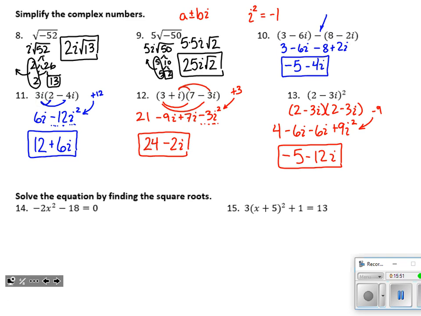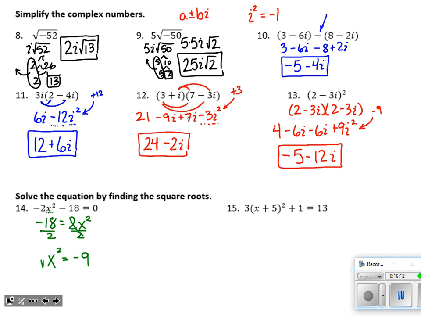All right, the next section, solve the equation by finding square roots. For number 14, I just want to get to a point where I can square root both sides. I want to isolate this x squared. So let's add 2x squared to both sides. Then let's divide both sides by 2. And I get x squared equals negative 9.